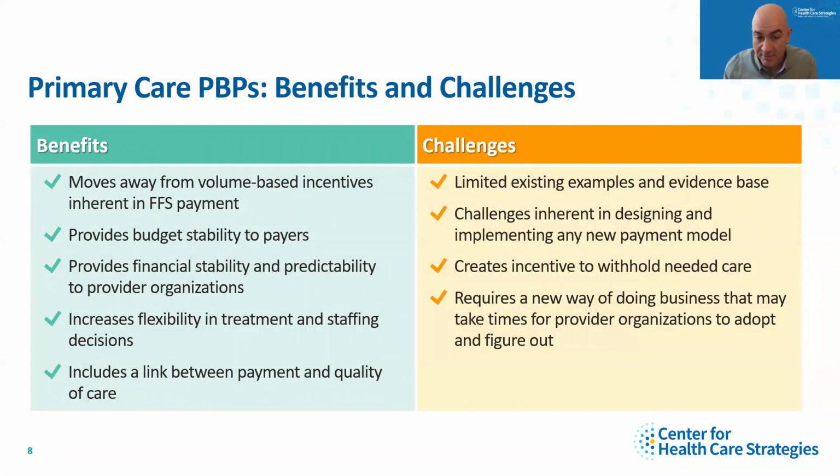It also creates an incentive, a very real incentive, to withhold needed care. If you're a provider and you're going to be paid whether or not you provide care or not, there's no financial incentive to actually provide the care unless there is a quality metric that is associated with it, which is why the quality metric is critical. Now, just because there's not a direct financial incentive doesn't mean that providers are going to withhold all care, but there isn't an incentive in place to provide more care. It also requires a new way of doing business that may take time for provider organizations to adopt and figure out. That's the learning curve I mentioned a little bit earlier.